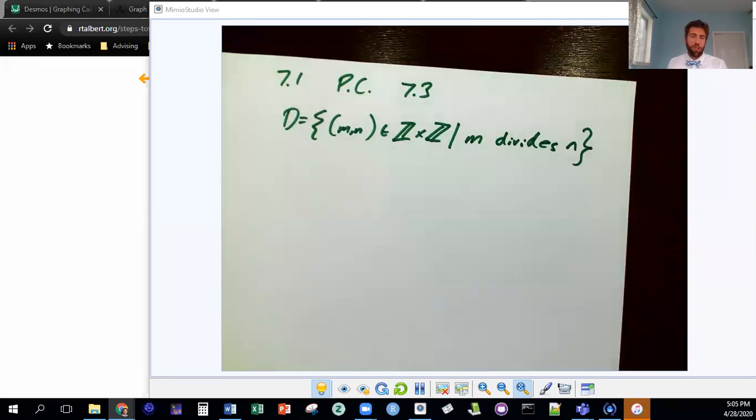This is Intro to Proofs, section 7.1. We're doing progress check 7.3.